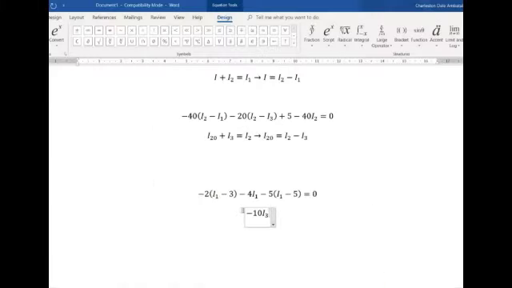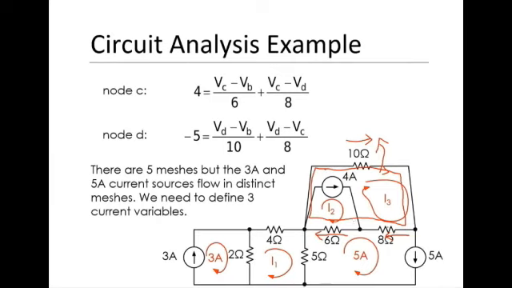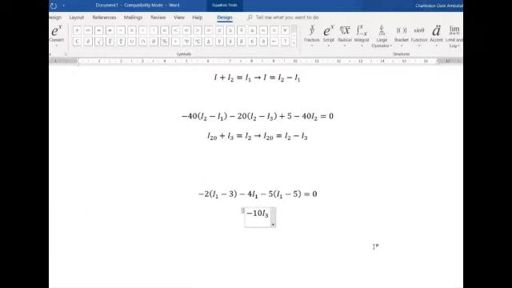Next is this resistor right here. Since it's adjacent to the 5 ampere mesh, the current going through this 8 ohm resistor is I3 minus 5. Therefore, the voltage is 8 times I3 minus 5.